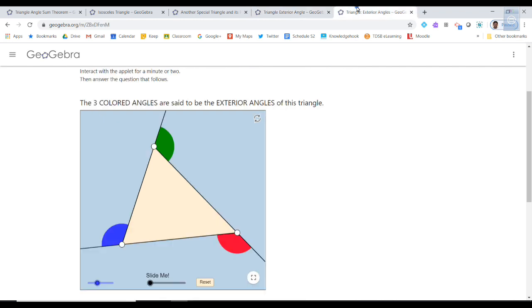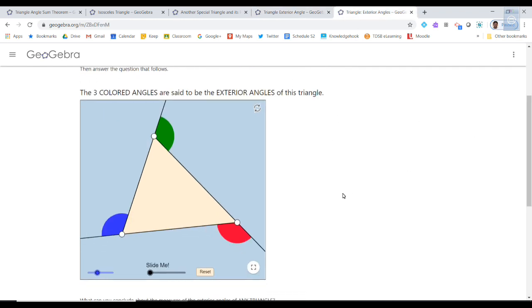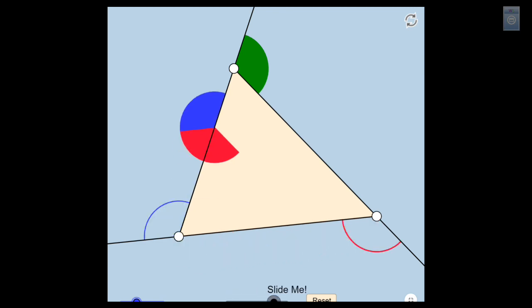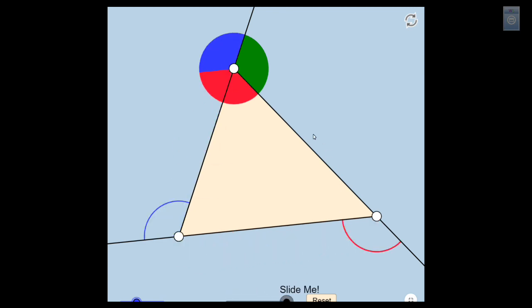We're going to look at one more simulation here together, and this one talks about all three exterior angles in a triangle. So if I'm going to slide this over, you notice that those three angles together make up a circle, a full circle, which is 360 degrees.